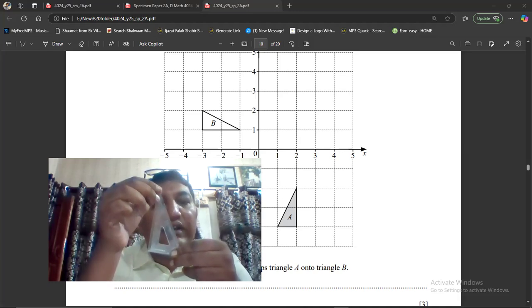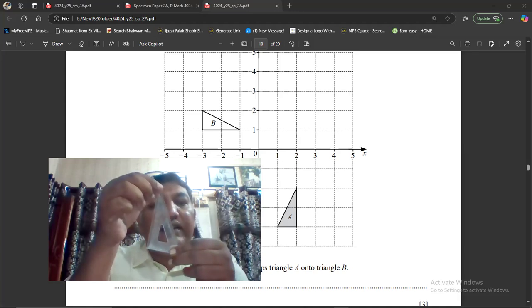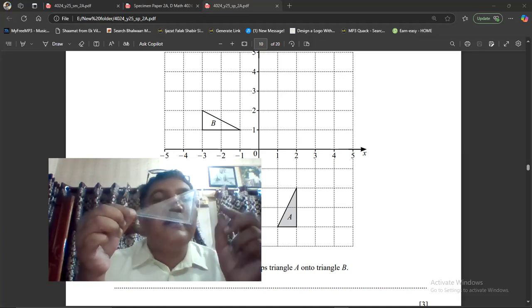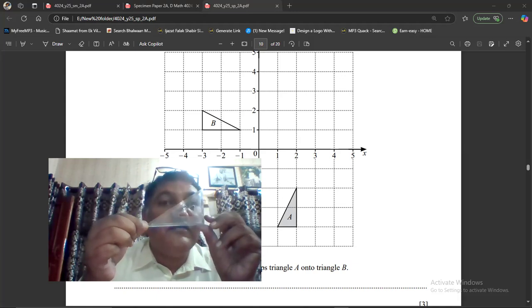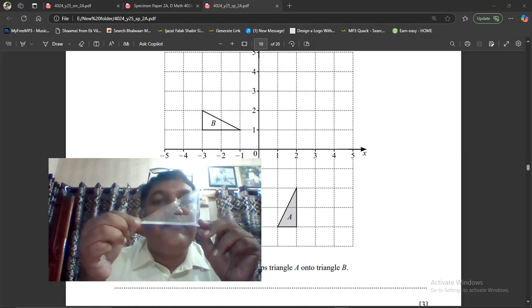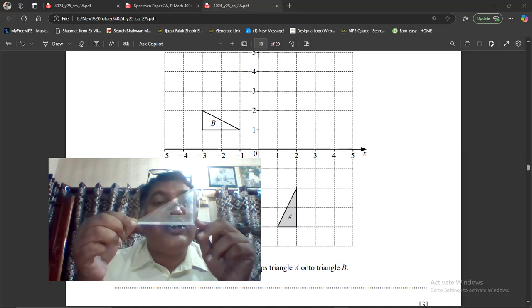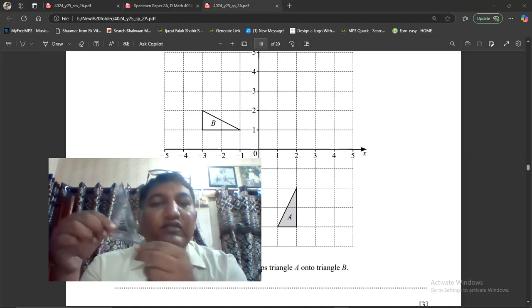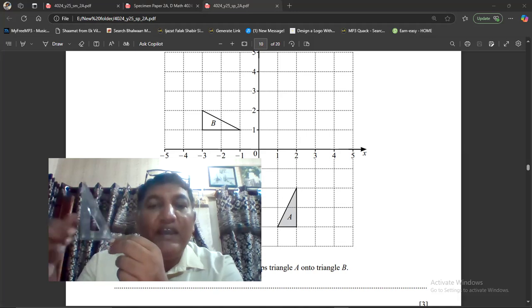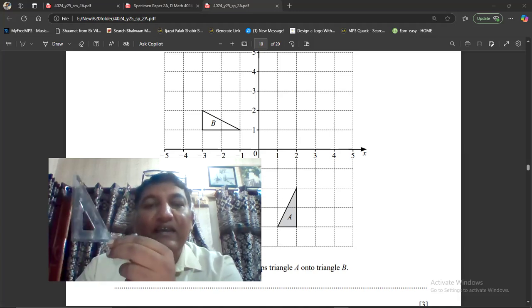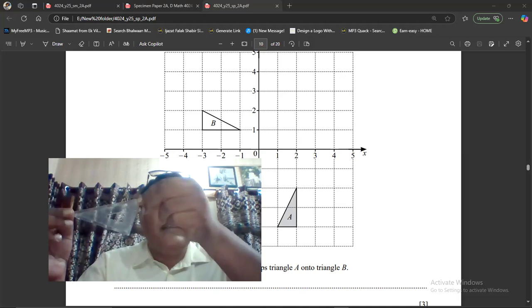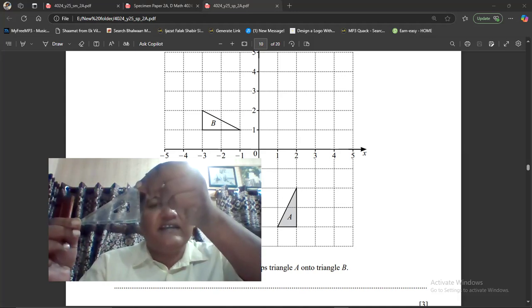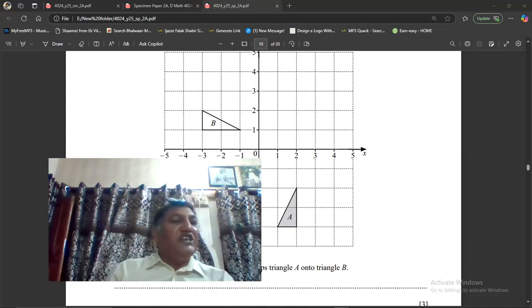And how much did I rotate it? I rotated it 90 degrees clockwise. And it fits exactly on B. This is how you differentiate between a reflection and a rotation with the help of a set square. If a triangle is rotated, here you can see we have A. This is exactly A. And when I rotated it like this, it exactly fits B. So it's a rotation.